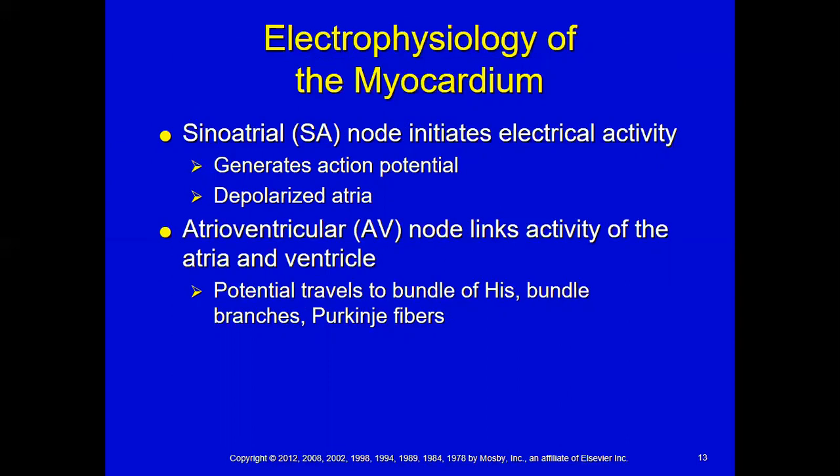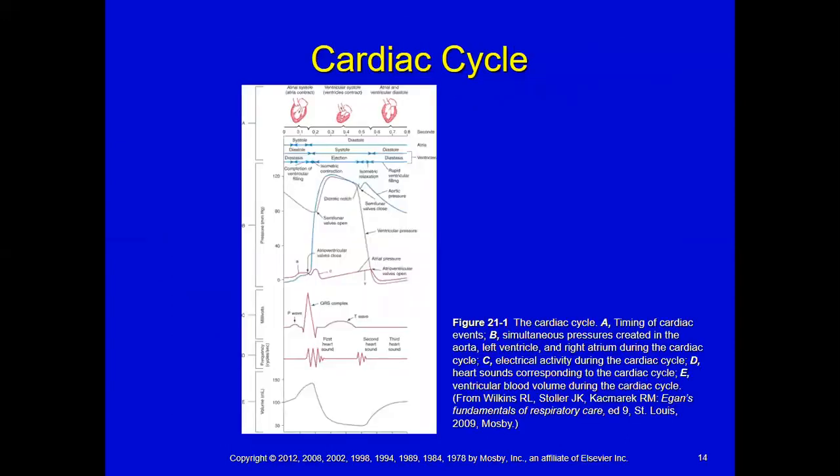So my SA node is going to send out the signal. My atria are going to contract. Okay. Then that message keeps going to the AV node, and that AV node is going to link my atria to my ventricles. So if something happens to my AV node, we're in trouble, because now I don't have a link between my atria and my ventricles, okay? So that AV node now is going to send the message through the bundle of His, the bundle branches, and the Purkinje fibers, okay? And it all happens in an action potential.